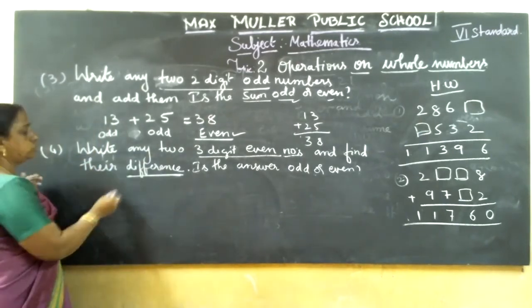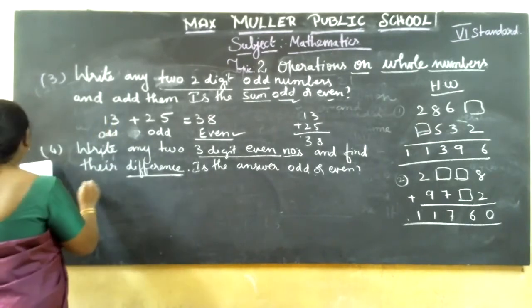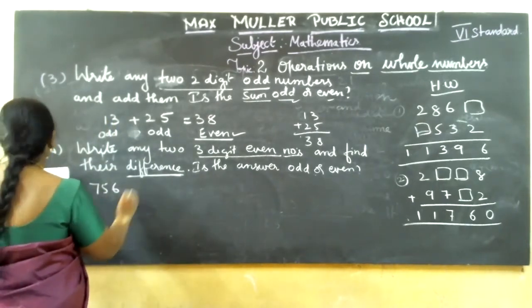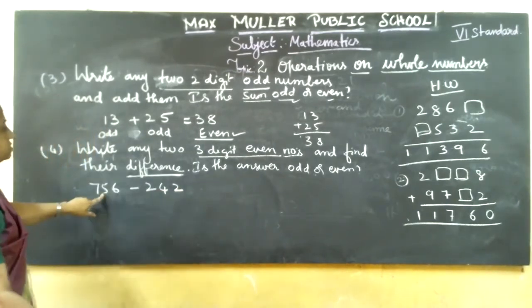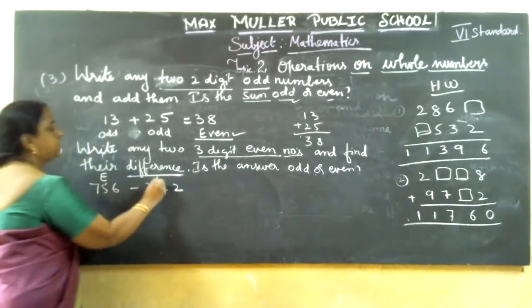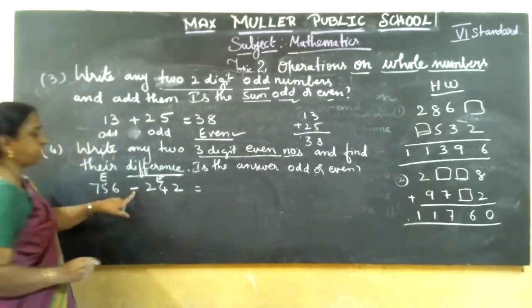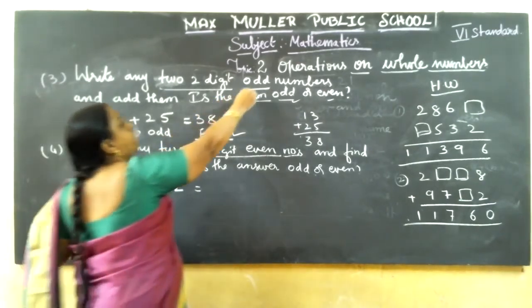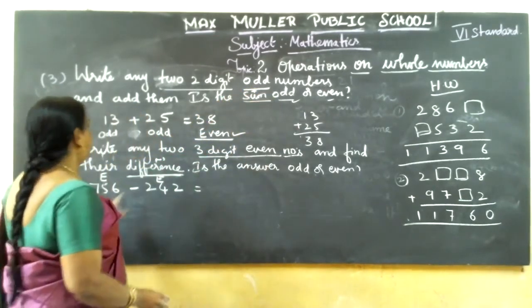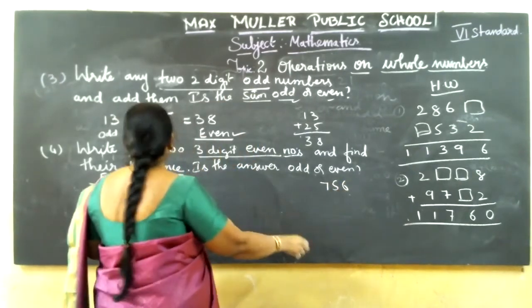We'll take two even numbers. Any even number you will take. In the notes, it is given as 756 minus 242. Okay. So here this is what? Even number. So we'll see the difference. See why I took the subtraction sign? Because difference means subtract. Here sum, so we added. Okay. Now difference 756. This and all you should do in the working column.